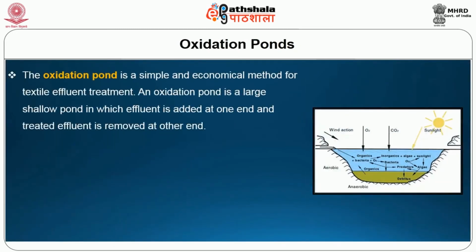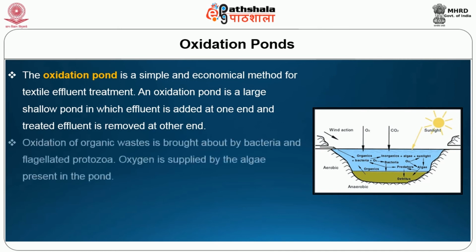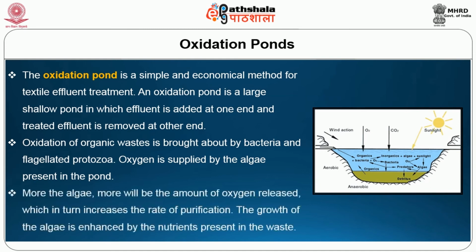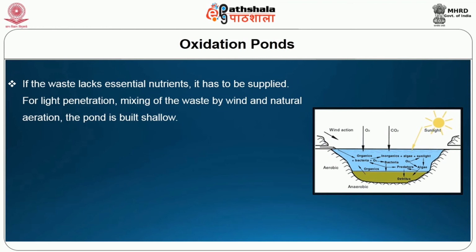Oxidation ponds. The oxidation pond is a simple and economical method for textile effluent treatment. An oxidation pond is a large shallow pond in which effluent is added at one end and treated effluent is removed at other end. Oxidation of organic waste is brought about by bacteria and flagellated protozoa. Oxygen is supplied by the algae present in the pond. More the algae, more will be the amount of oxygen released, which in turn increases the rate of purification. The growth of the algae is enhanced by the nutrients present in the waste. If the waste lacks essential nutrients, it has to be supplied.